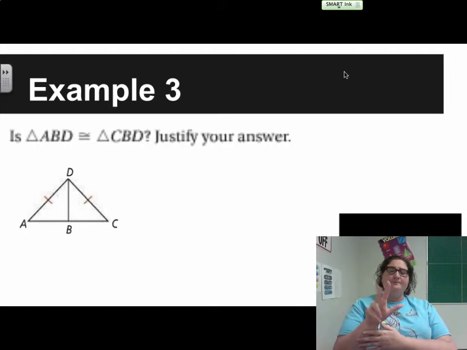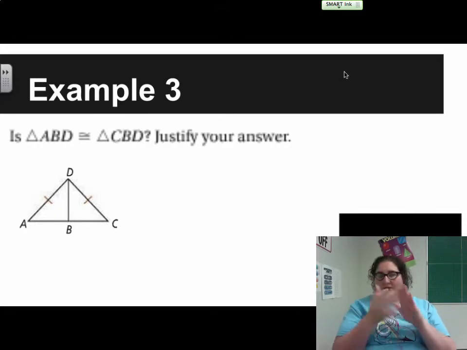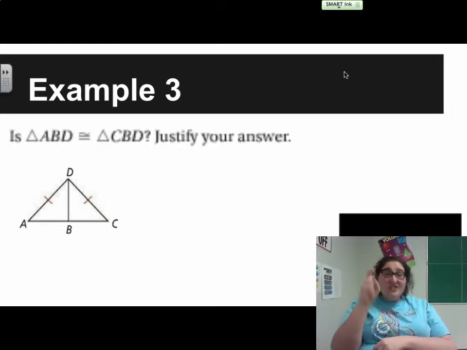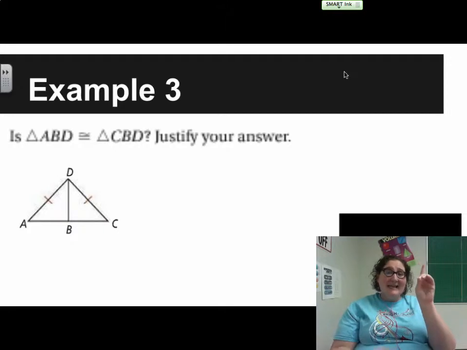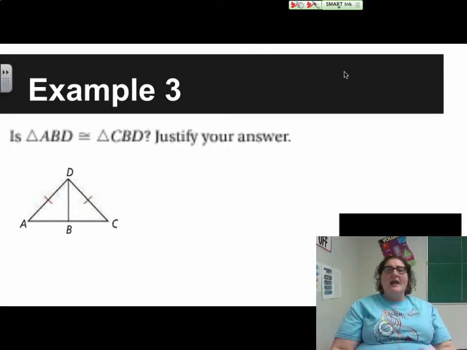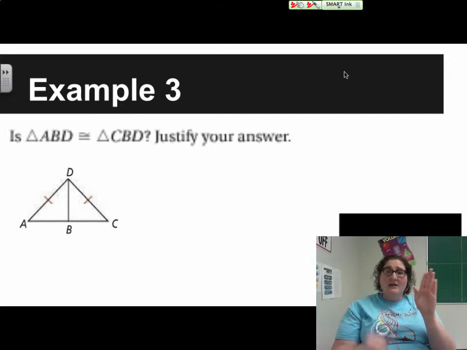Example 3. I accidentally copied the wrong thing in, so you have to exit out what it says. It has the picture right, but the question's wrong. It should say, is triangle ABD congruent to triangle CBD? Justify your answer. Okay, we know that AB is congruent to DC because it's given.